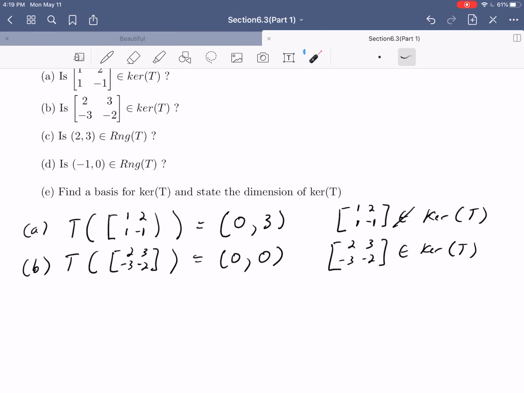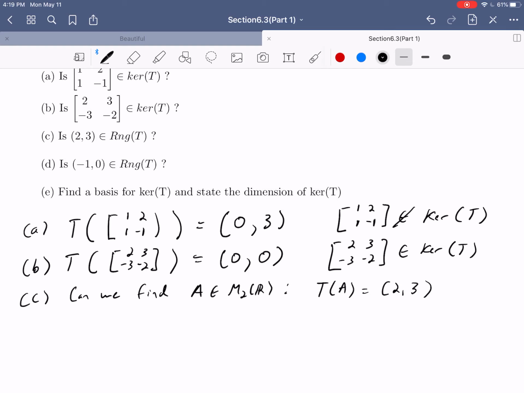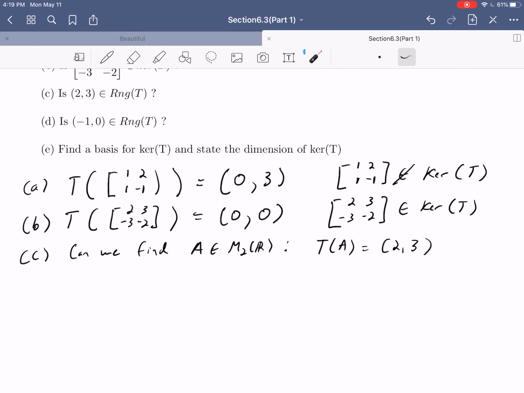All right, let's look at some elements of the range. Again, working with the range is always a little bit harder because you have to think in reverse. You have to think: can I find a matrix that gets mapped to 2, 3? In other words, can we find A, an element of M2 of R, such that T of A is equal to 2, 3? Let's play around with this. We need the trace to be 2, and we need the sum to be 3. So let's consider A equals, well, let's make sure our trace is 2.